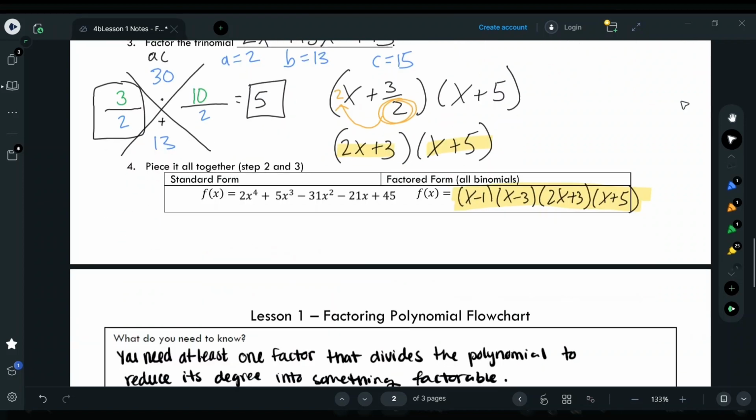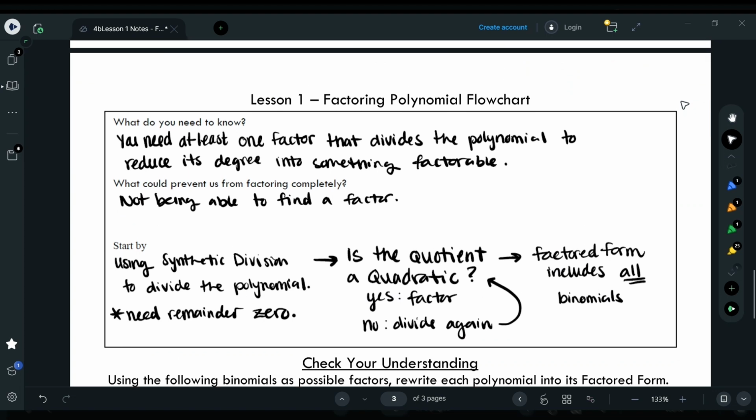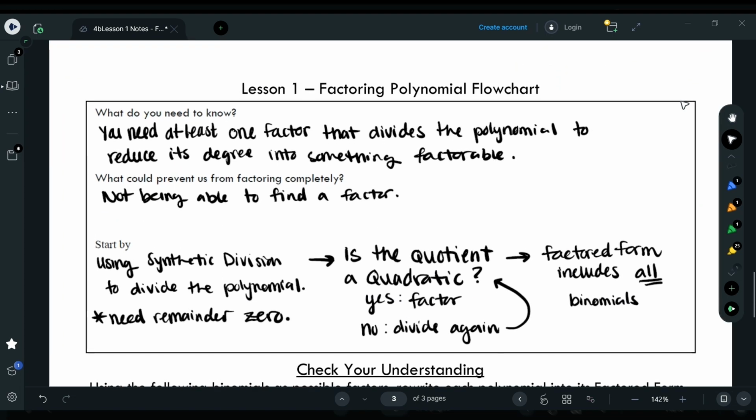All right, so on the next page here, here's some notes to fill in this box. Here's a flow chart for factoring polynomials. What do you need to know? Well, it says here, and this is what you're going to fill in, you need at least one factor that divides the polynomial to reduce its degree into something factorable.